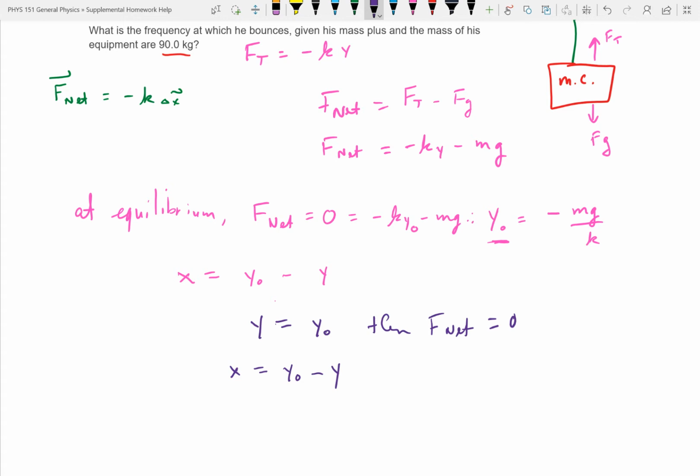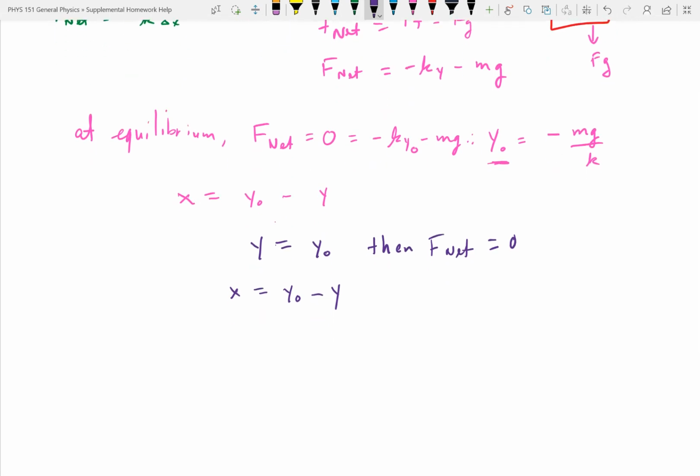What is that? It's like plus, I can't read it, plus something f net. I don't know where the plus is. Right, yeah. I think you're seeing my t and then. Okay, gotcha. That's then. And the reason I have y naught minus y is that if y equals y naught, then x is 0, and the net force is 0.